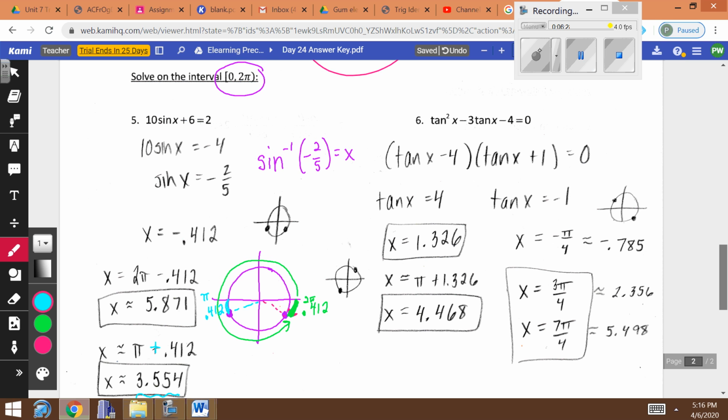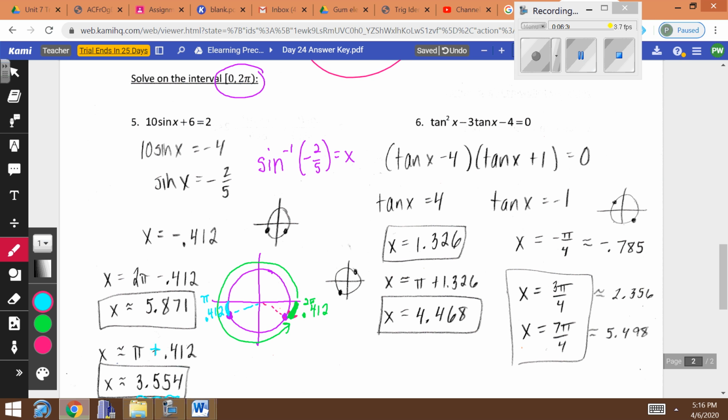All right, number 6, last one, is again kind of similar, except this one has a quadratic. Now, we did some with quadratics where you could factor, and some with the quadratic formula. This one, luckily, we can factor. It's usually a little bit easier when we can factor. So I factored it: tangent x minus 4 times tangent of x plus 1 is equal to 0. So we get tangent of x is 4 and tangent of x is negative 1.